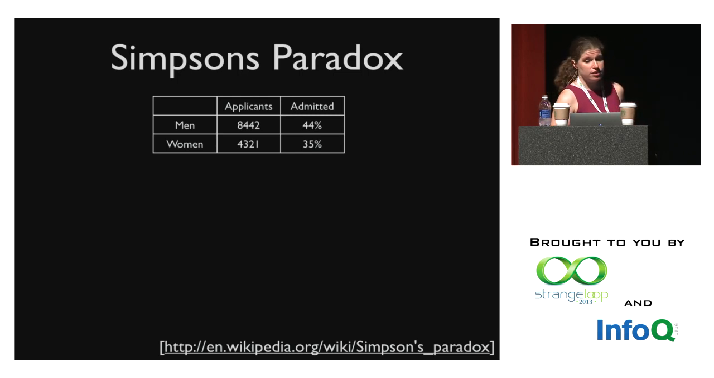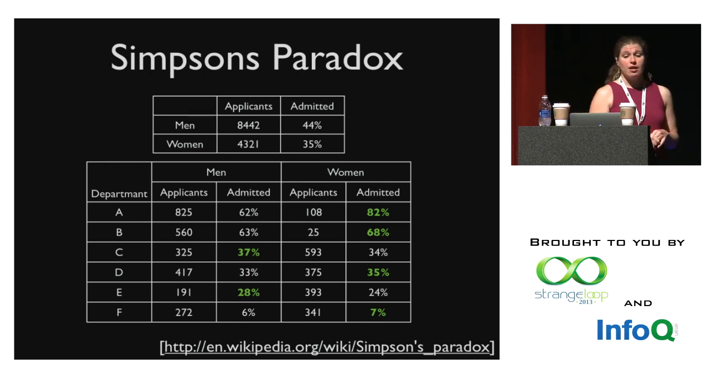In the 1970s, UC Berkeley was sued for bias against women who had applied for admission to graduate school there. The admissions figures for fall of 1973, shown here, showed that men were much, much more likely to be accepted than women, and the difference was so large that it was unlikely to be due to chance.